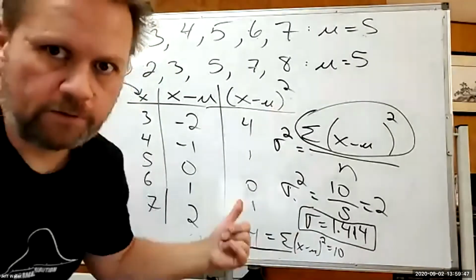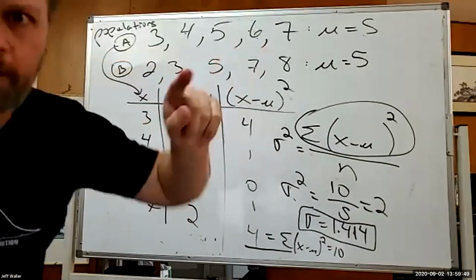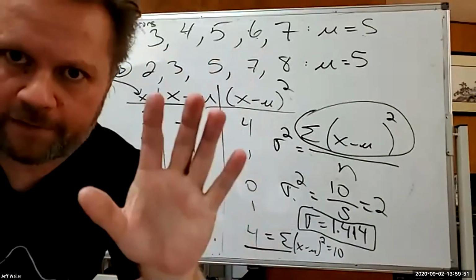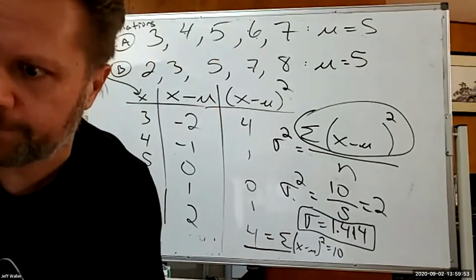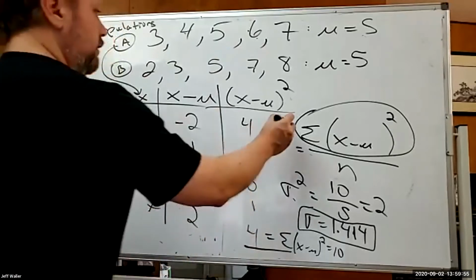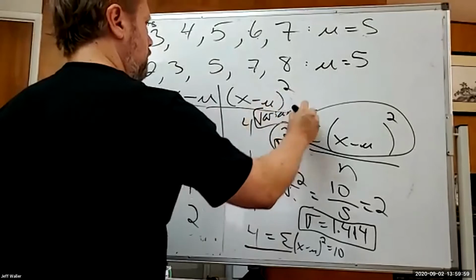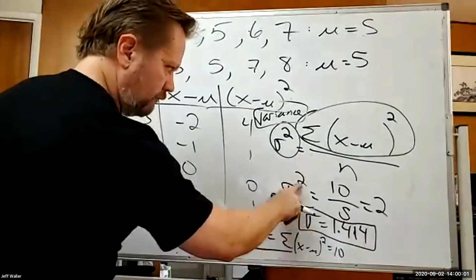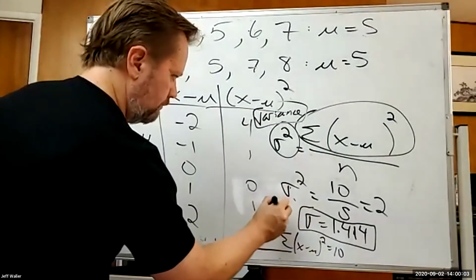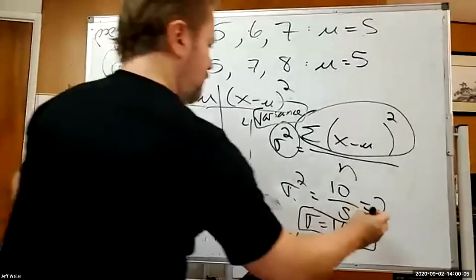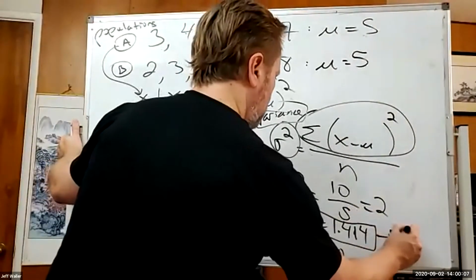So we're going to do the second group together, and then I've got a handout I'm going to put on Canvas that I need you to work on yourselves. Yes, this symbol here is variance. And this symbol here, after I take the square root, is the standard deviation.